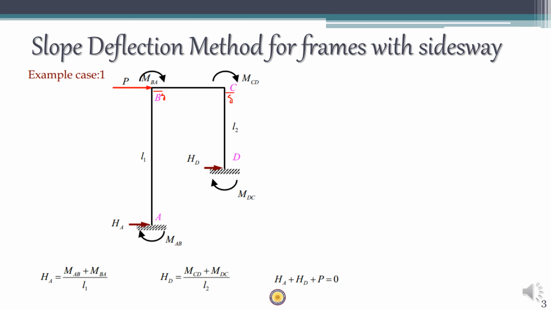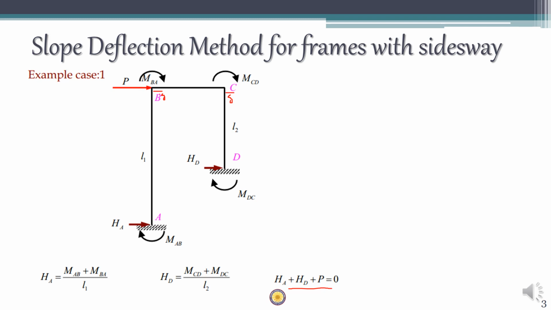Since there is an additional delta, or an additional unknown, we have to find an additional equation. This additional equation is nothing but taking the sum of horizontal forces as 0. Which means there are two horizontal reactions HA and HD, as well as a horizontal force P. The sum of all these should be 0. So HA plus HD plus P should be equal to 0. This is our new additional equation.